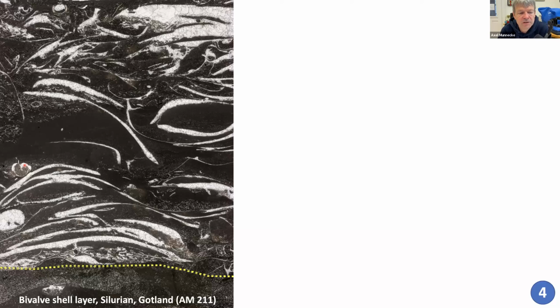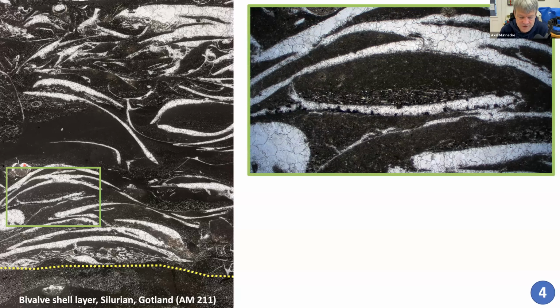So the boundary between the limestone layer and the marl is here. And I will highlight 2 areas. First, this one. So how does the limestone layer look like? We have our originally aragonitic shells recrystallized. This one here has nice bioerosion structures, probably fungi. I'm not sure. I'm not an expert there.